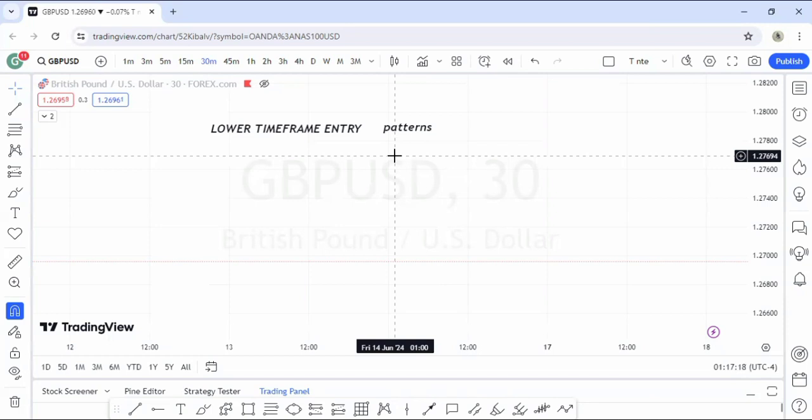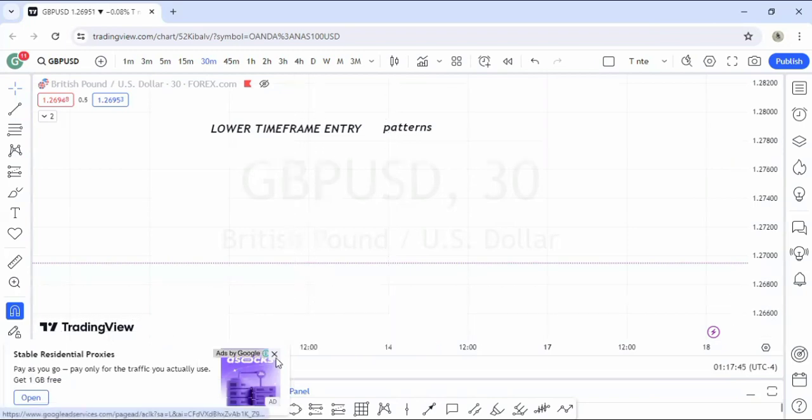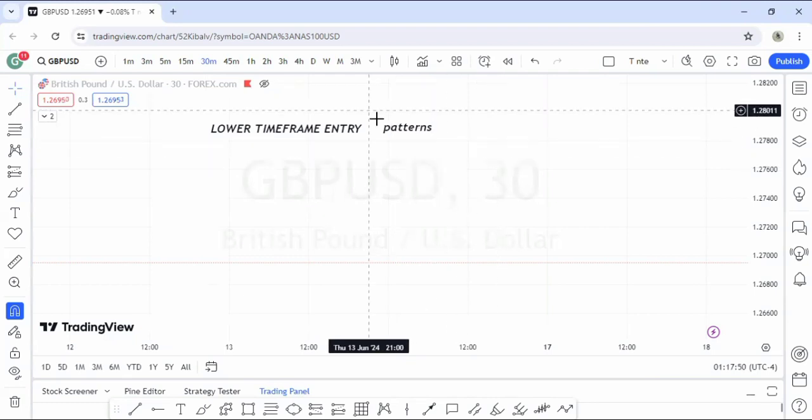So lower time frame entries are just patterns. If you focus on lower time frame entries, you're going to do yourself a disservice. It's just a pattern, just like we have the engulfing candle, the head and shoulders, the cup and handle pattern, and trend line breakouts. Those are all just patterns, and you have to understand the logic behind them: why that particular pattern should hold, why it should play out, and why it should be considered. It's very, very important.